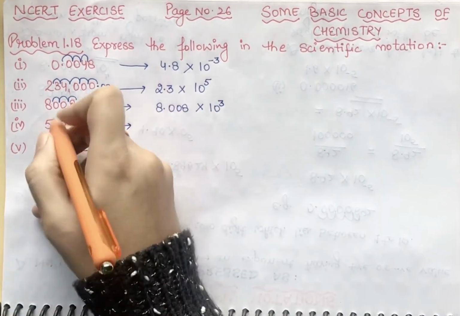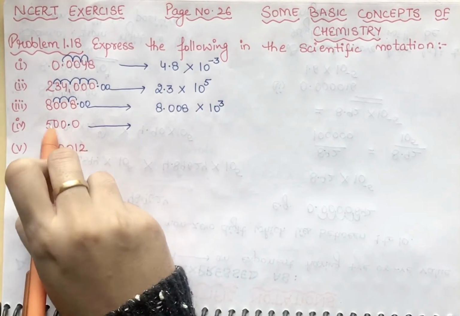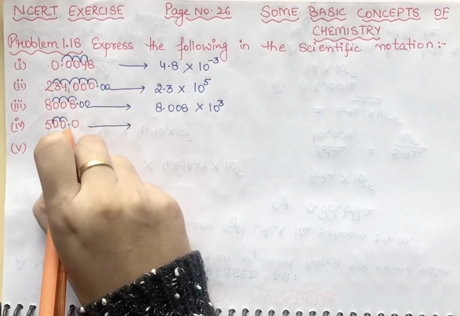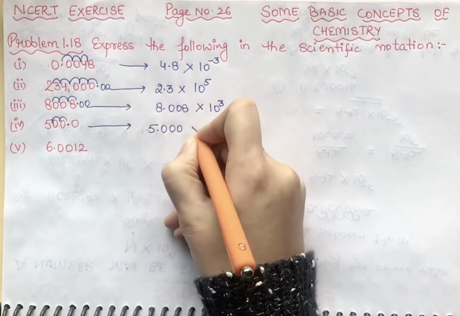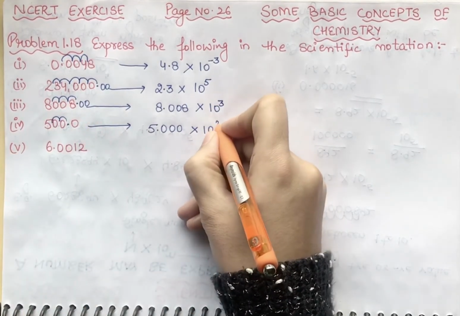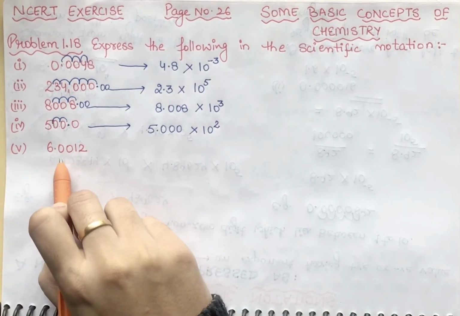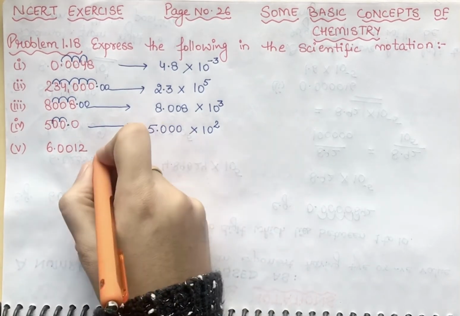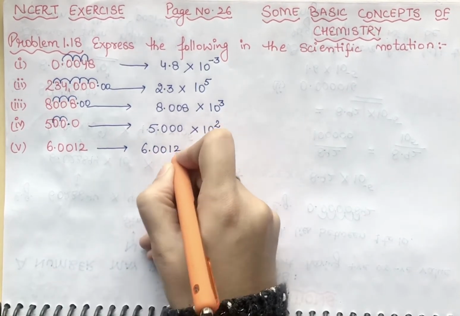Now the next one, they have given you the decimal. I want to move this decimal to this place. So it will be 1, 2 from right to left. So 5.000 into 10 raised to a power. The decimal is moving 2 places, so 10 raised to power 2, right? Now we already have the value with one single non-zero digit, so I'll write this value as it is, 6.0012.